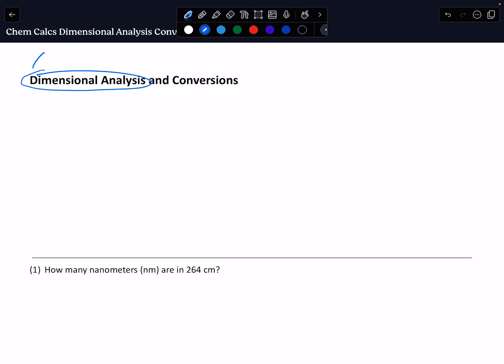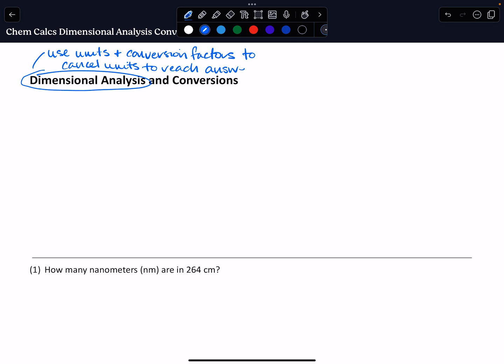These types of problems use units and conversion factors to cancel units to reach the answer. All right, so for these problems, one of the key skills is developing your plan.